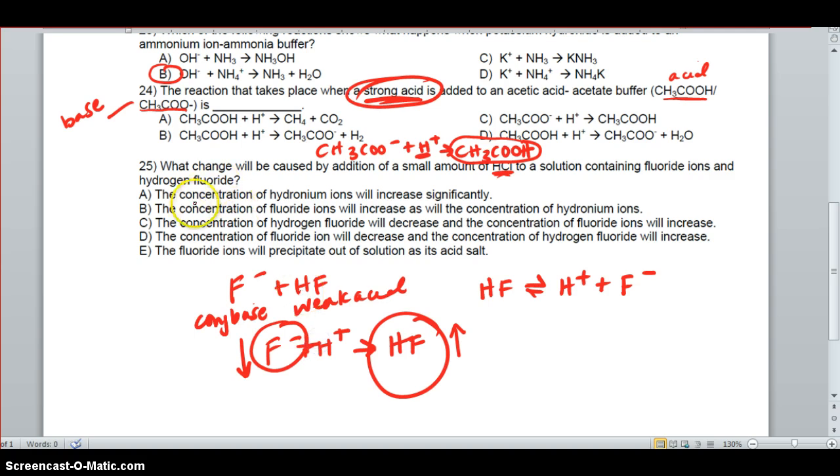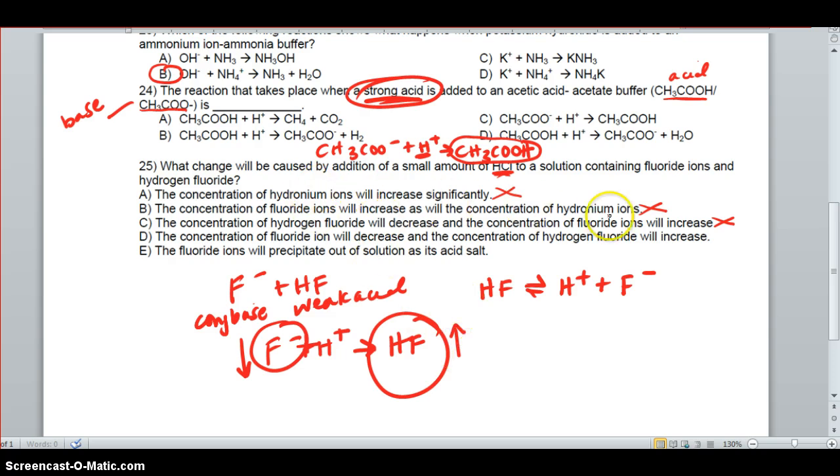So when we go and we look for our answer, the concentration of hydronium ions will increase significantly. No, if it did, then that would be a big change in pH, and that would mean this thing's not a buffer, and we know it's a buffer. For B, the concentration of fluoride ions will increase. No. As well, the concentration of hydronium. No. C, the concentration of hydrogen fluoride will decrease. Don't think so. And the concentration of fluoride ions will increase. No. But you see why I did this first?